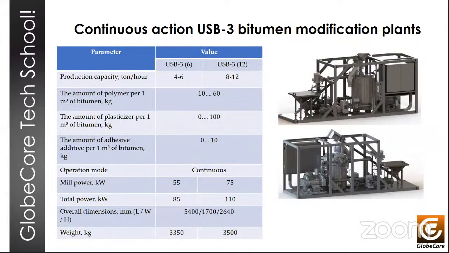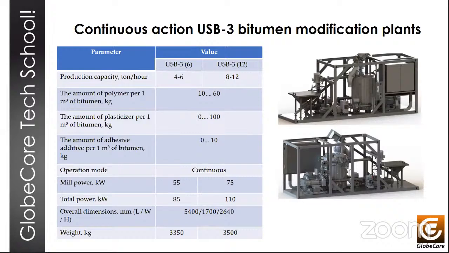Right. So now we come to the practical part, and we're going to take a look at a Globecore solution. It's a continuous bitumen modification plant called USB 3. At this time, the model range is represented by two plants, two models. The capacity of each model is 6 cubic meters per hour and 12 cubic meters per hour, with the possibility of introducing a polymer in the range from 1 to 6% by mass, a plasticizer up to 10%, and an adhesive additive up to 1%, depending on the product formula.